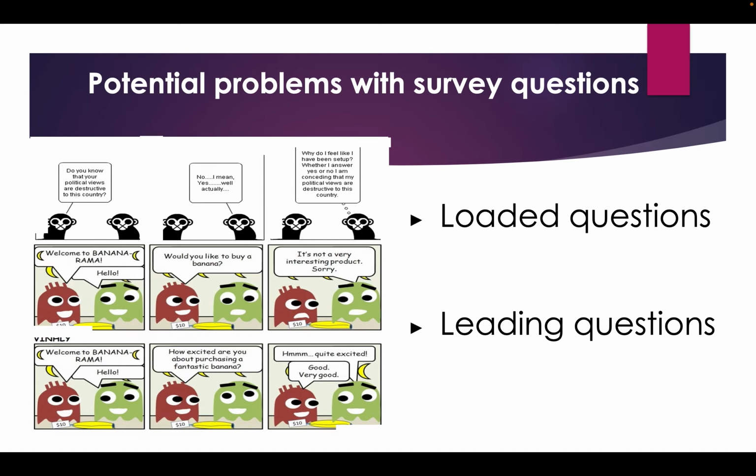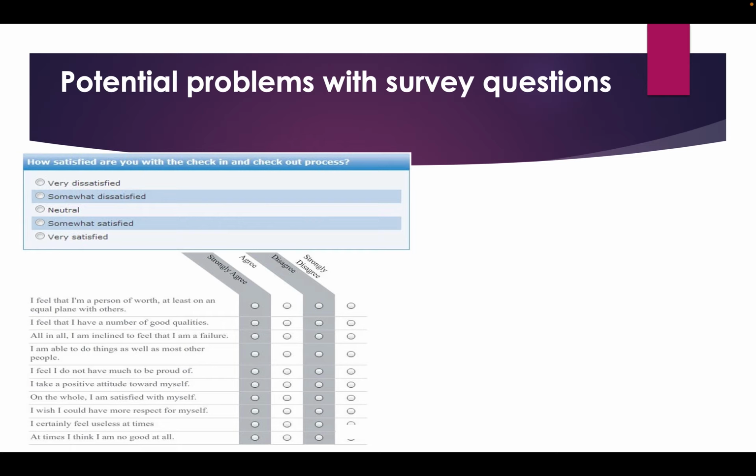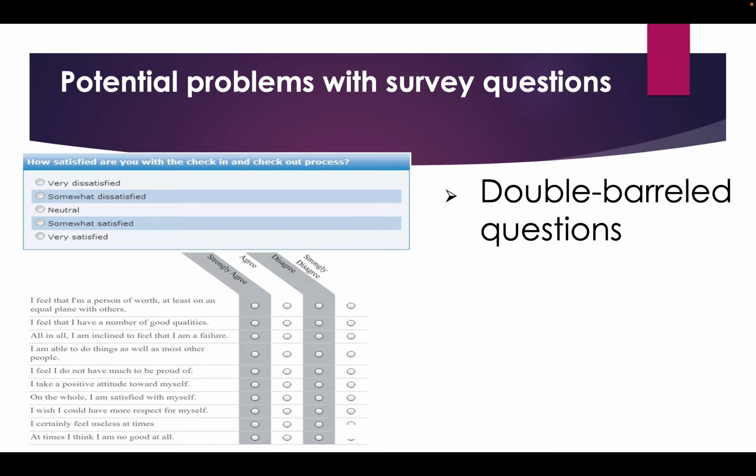Now, those are just some kind of funny cartoon examples. But there are real life examples where this is an issue. So we also have issues like double-barreled questions, right? So take a look at the top example. You may receive a question like, how satisfied are you with the check-in and the checkout process? Well, this is a little tricky, right? What if you were very satisfied with the check-in process, but very dissatisfied with the checkout process? How would you answer this question?